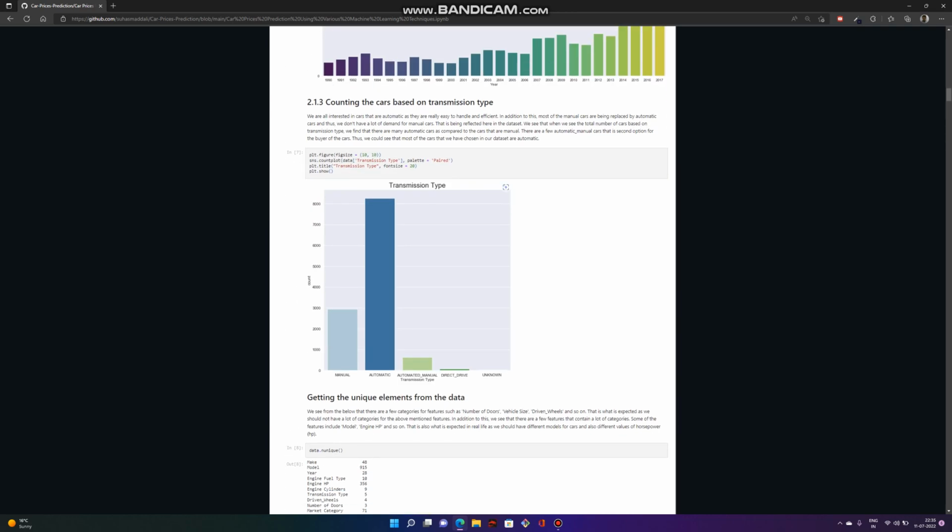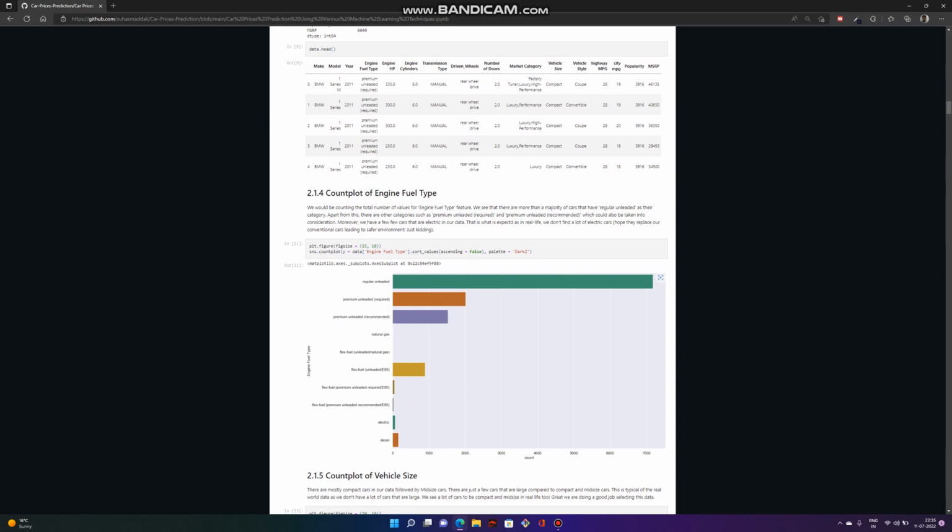Similarly, we look at the transmission type in our data set, and we see that most of the cars are automatic, followed by manual. We also take a look at the engine fuel type, and we tend to see that most of them are regular unleaded.